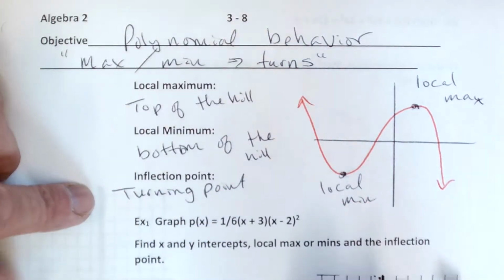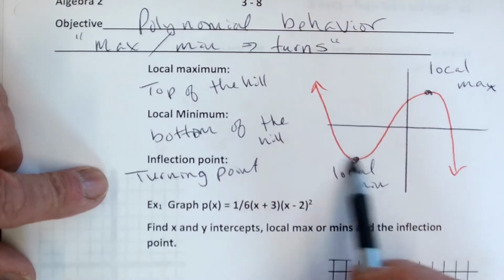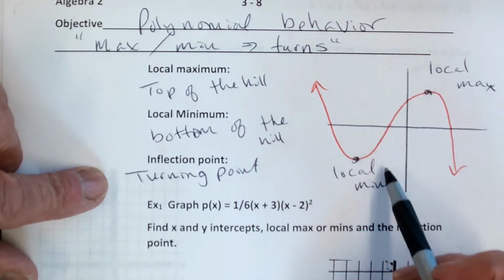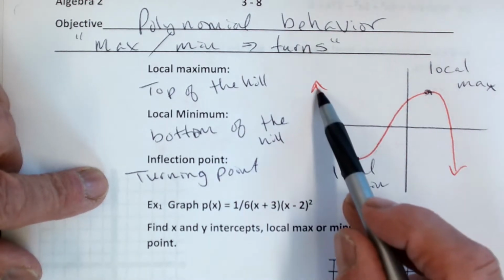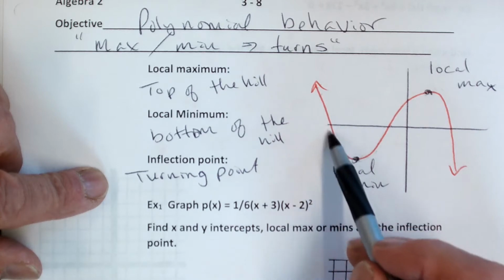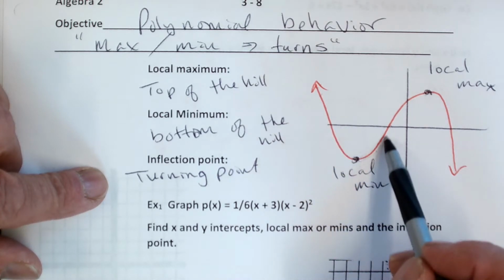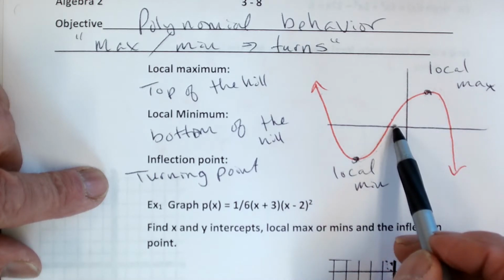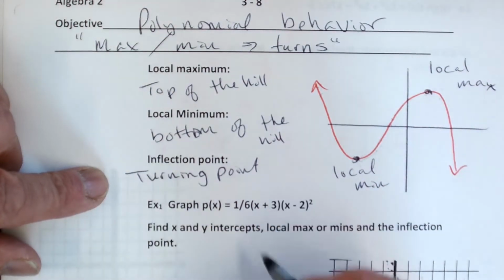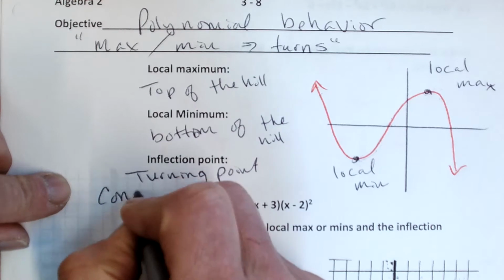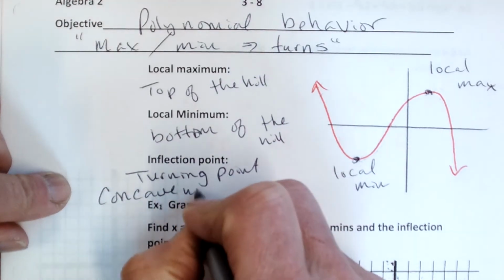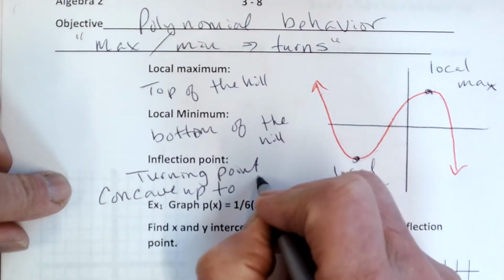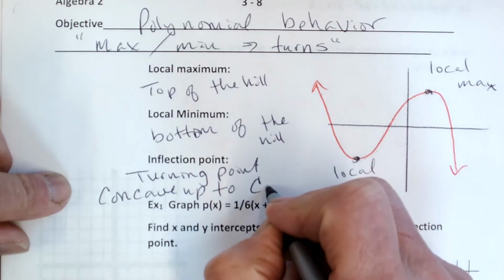And then the inflection point is called a turning point. It's where you go from concave down to concave up. We talked about how if you were on a roller coaster, you'd be screaming down here, and then right about here, you'd start to slow down, right, to go up the hill. So an inflection point is where you go from concave up or down to concave down or up.